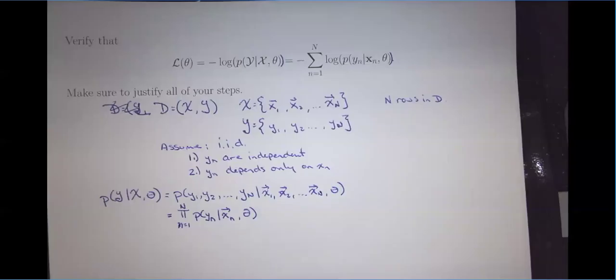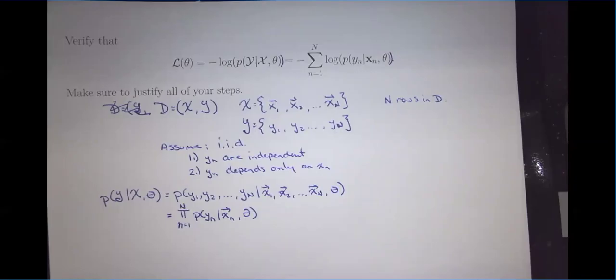Okay, so if, for example, capital N equals 3, so 3 rows to this data set, we would have the probability of y given x and theta equal to the probability of y1 given x1 and theta, times the probability of y2 given x2 and theta, times the probability of y3 given x3 and theta. Okay, so we've got this product here.